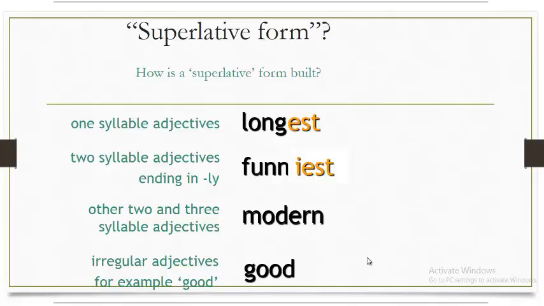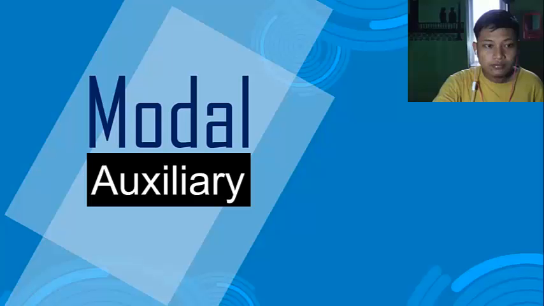Then other two and three syllable adjectives, for example modern here. Modern becomes most modern. And for irregular adjectives, for example good becomes best.